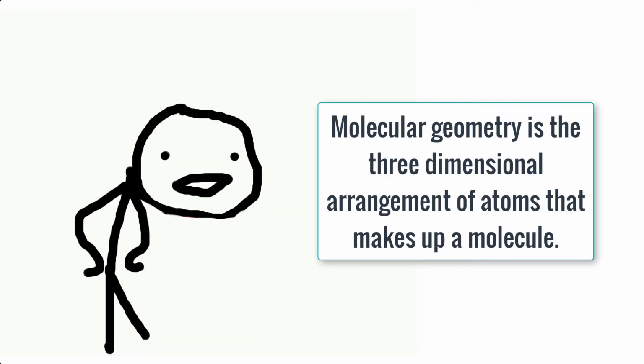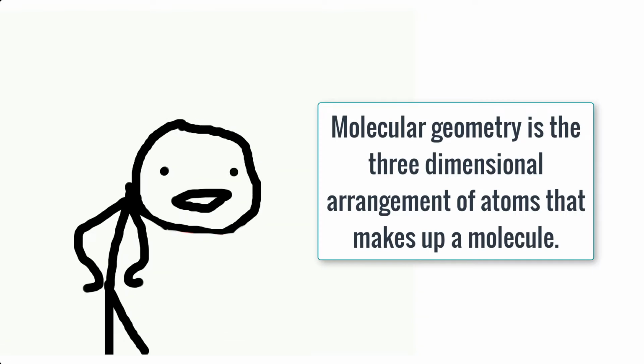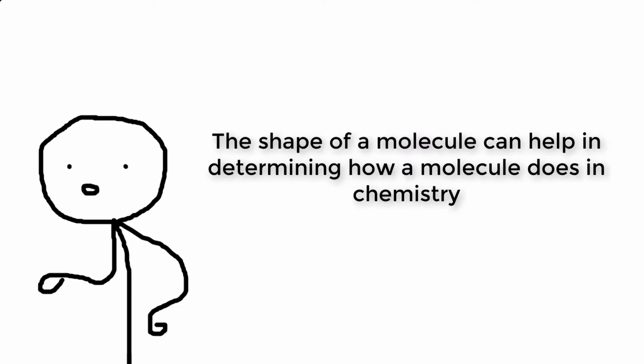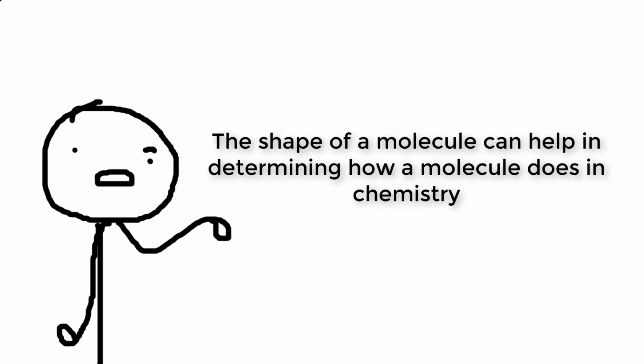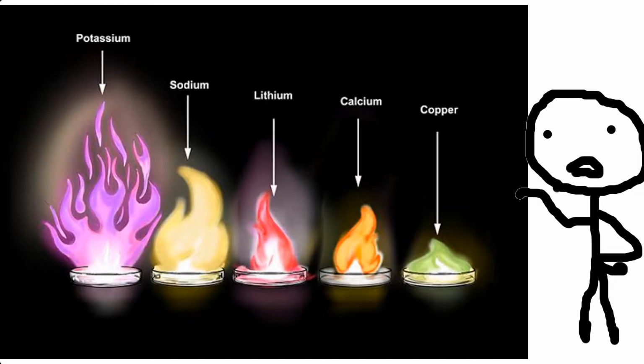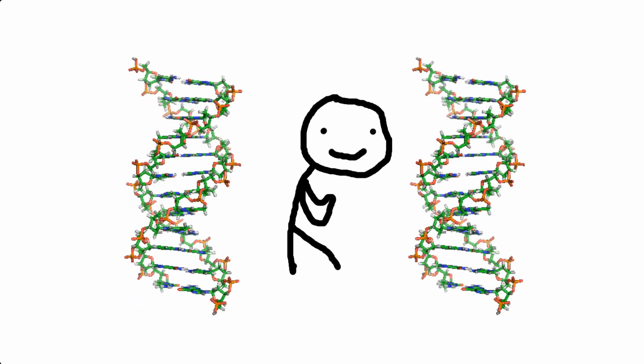Essentially, molecular geometry is the three-dimensional arrangement of the atoms that make up a molecule. In learning molecules, it is important to understand the way it is arranged in three-dimensional space, since it will affect how the molecule does chemistry. That meaning it can determine several factors like reactivity, polarity, color, and even biological activity.